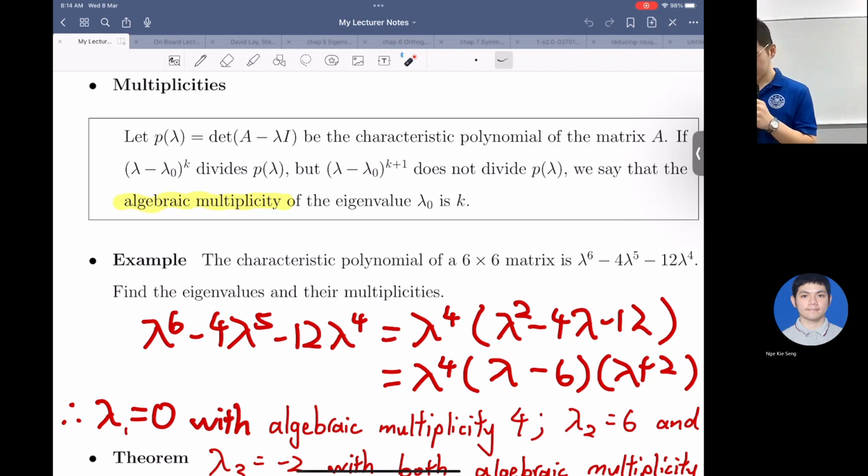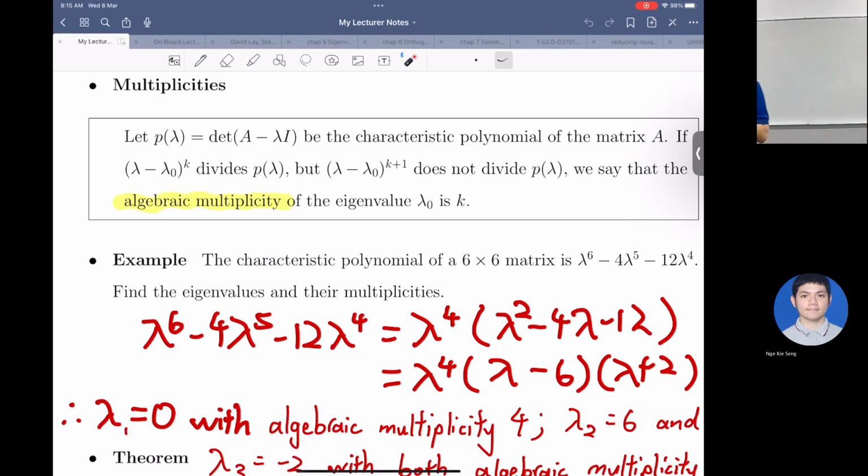Make sense? For example, lambda to the 3 divides, but lambda to the 4 still divides. So we don't take 3 as the algebraic multiplicity. That means the algebraic multiplicity is the power of x minus lambda inside the characteristic polynomial. It is how many times x minus lambda appears in the characteristic polynomial. Why is it algebraic? Because it comes from a polynomial, the characteristic polynomial: the power of the root. Is it clear now?